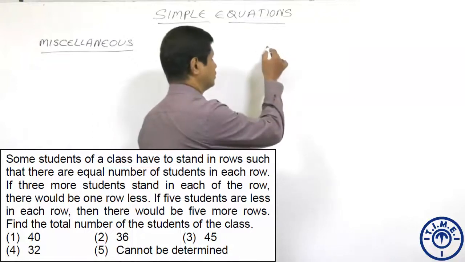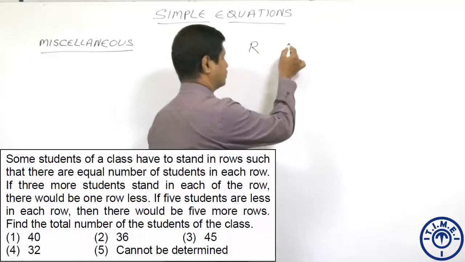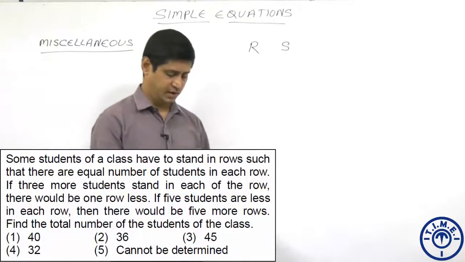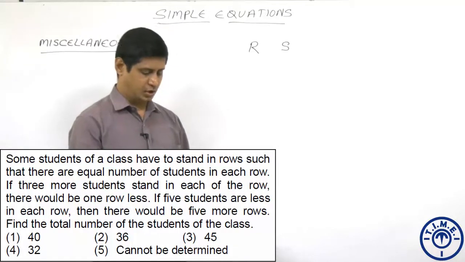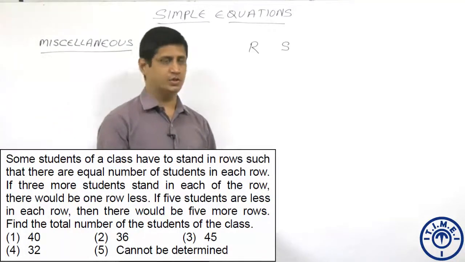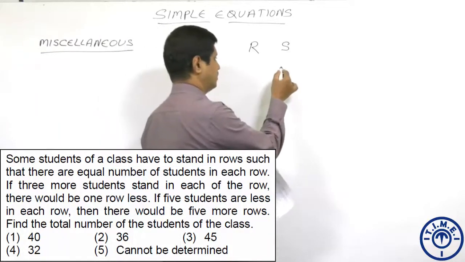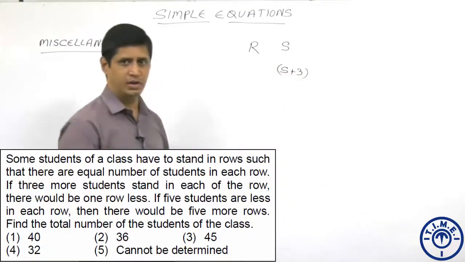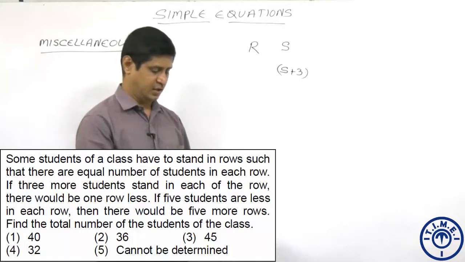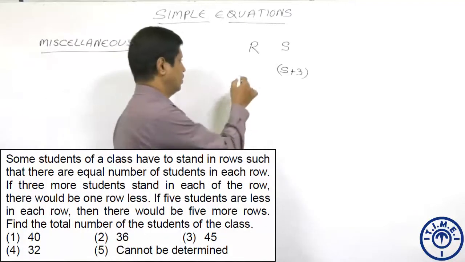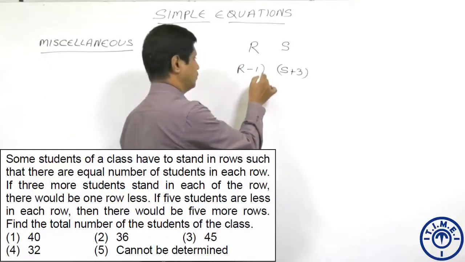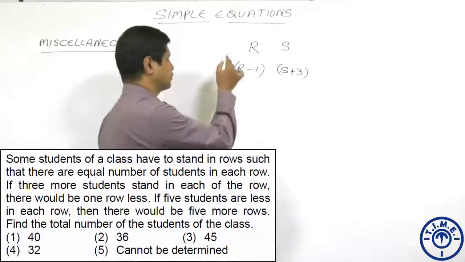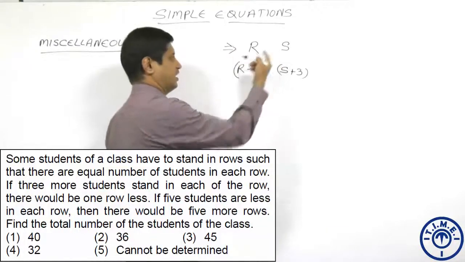Now this is a question related to the number of rows and the number of students in each row. Let us take the number of rows as R and the number of students in each row as S. What is the first condition? If 3 more students stand in each row, the number of students is S plus 3. Then there would be 1 row less, so the number of rows is R minus 1. The total number of students is the product of R and S.